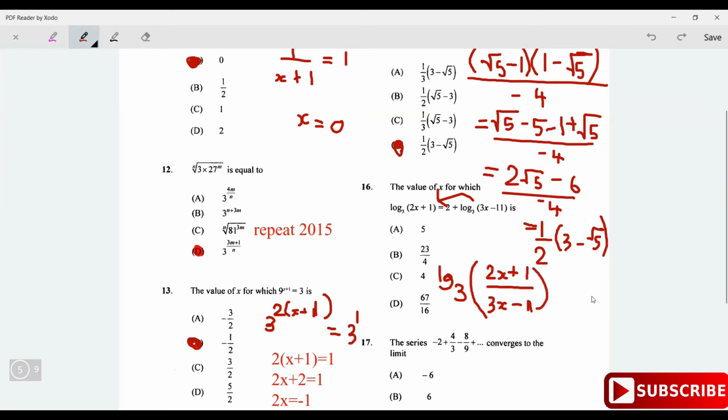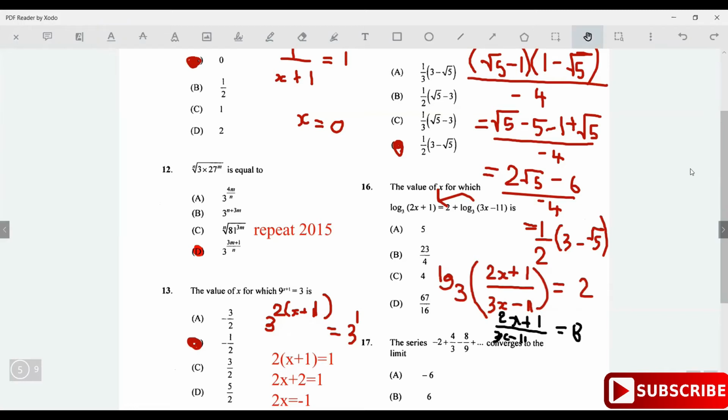Using laws of logarithm, and that is just telling me then that 2x plus 1 over 3x minus 11 is equal to 8. Need just a little more space to finish off this. Let's see where I can finish this off.